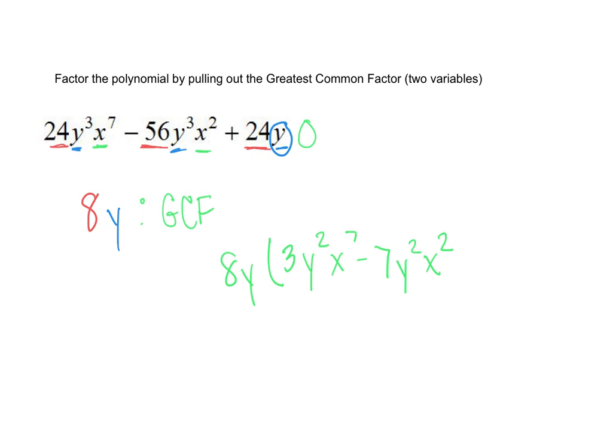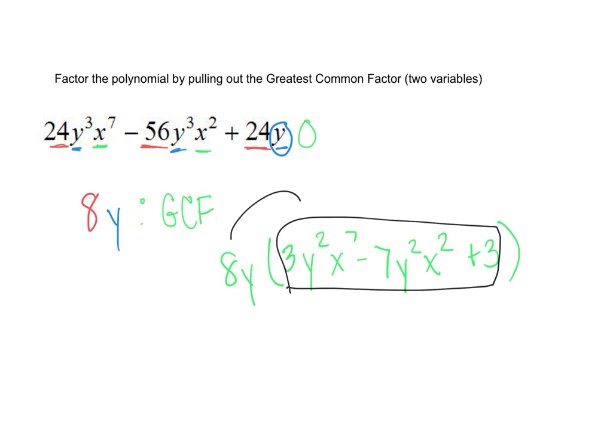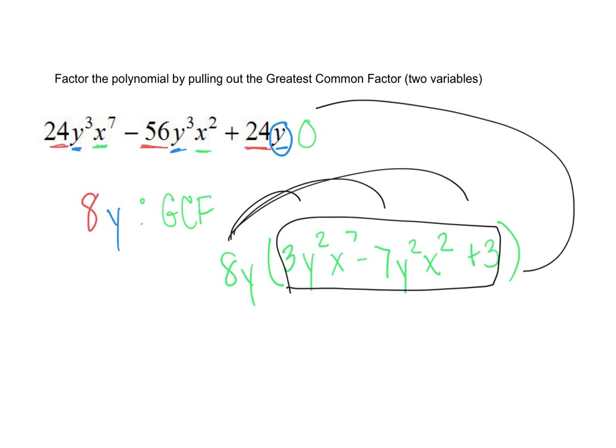24 divided by 8 gives me 3, so plus 3. And then I take out one y, so that means there's no more y's left. So everything on the inside of my term, if I were to multiply it out using distribution property, I would end up back to my original so I can check my answer.